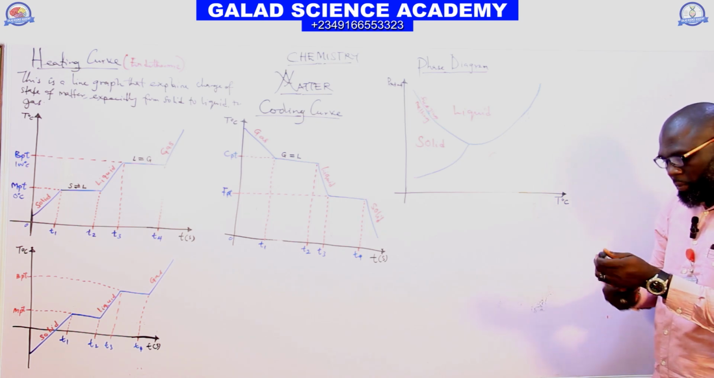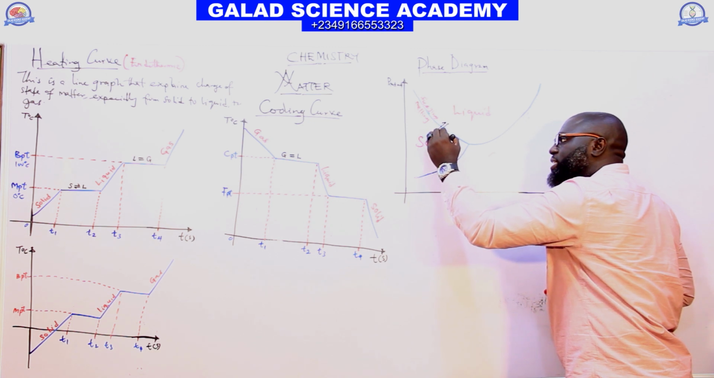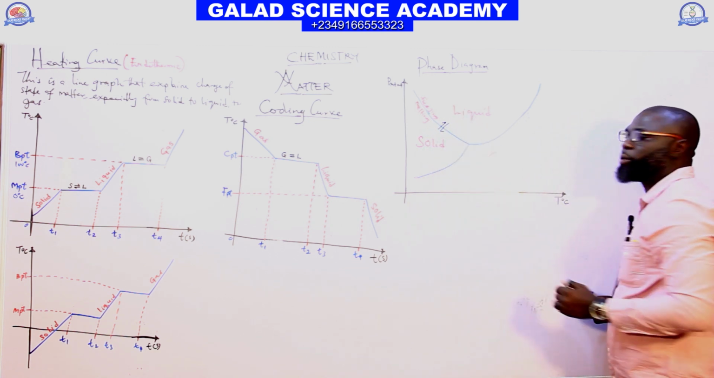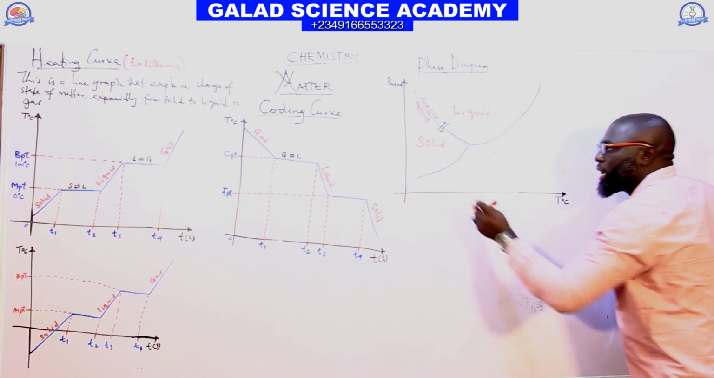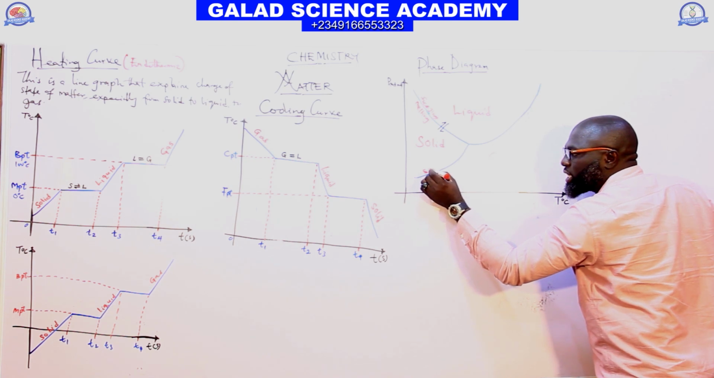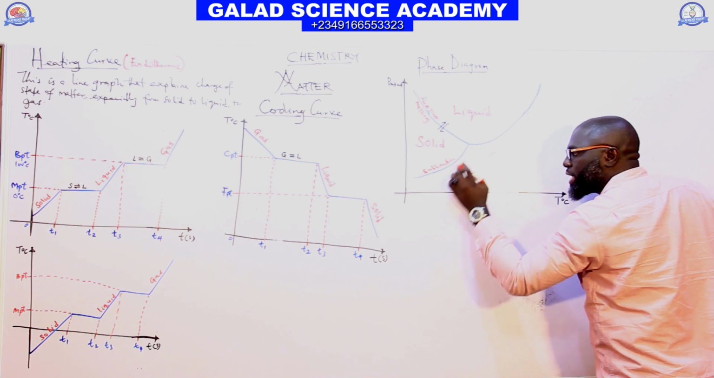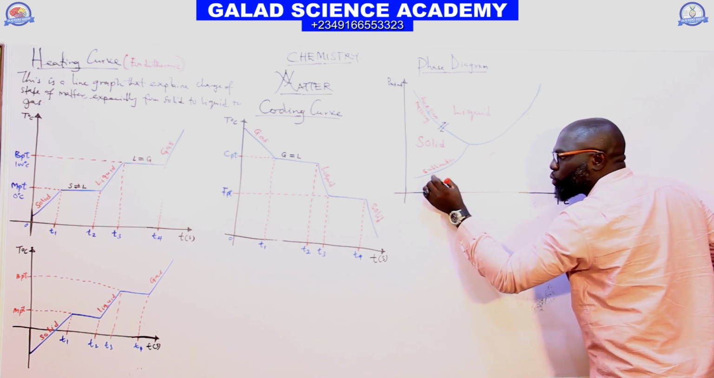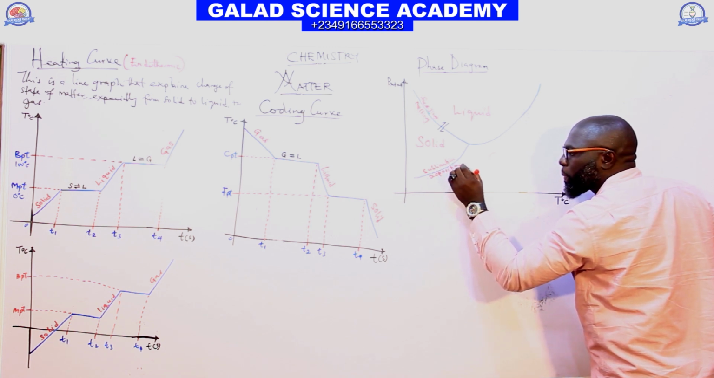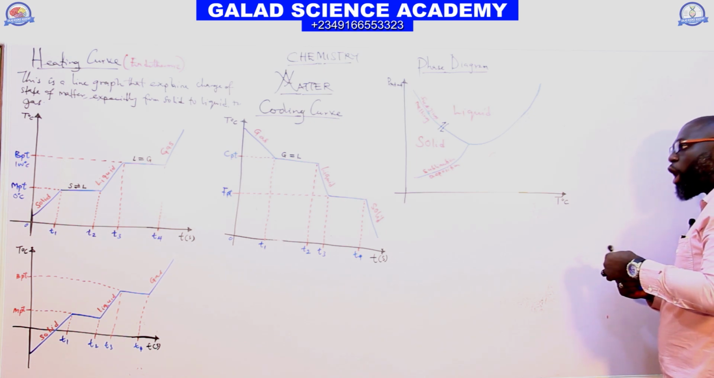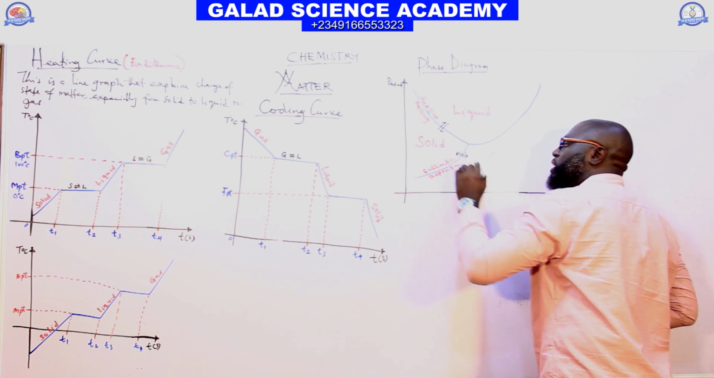Along this line, the solid and gas are in equilibrium. You can call this line sublimation. This region here, we call it deposition. But the curve here tells us that the two exist in equilibrium.